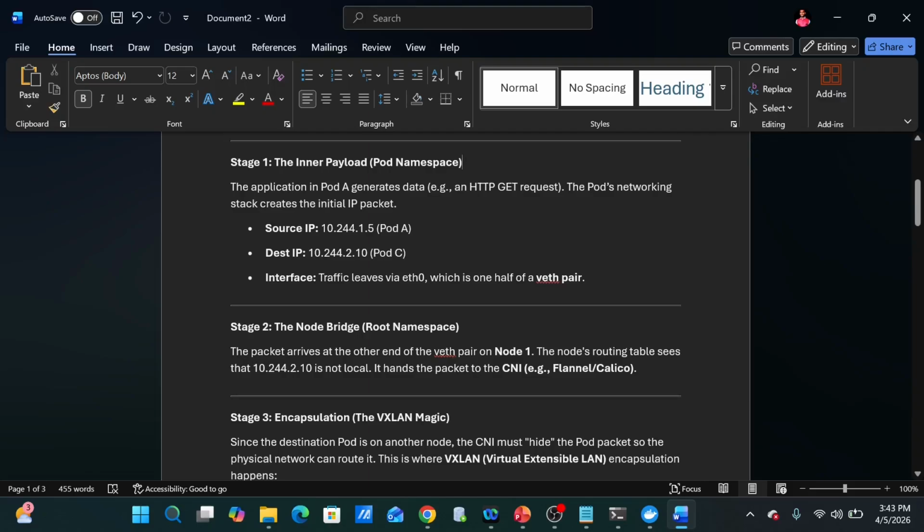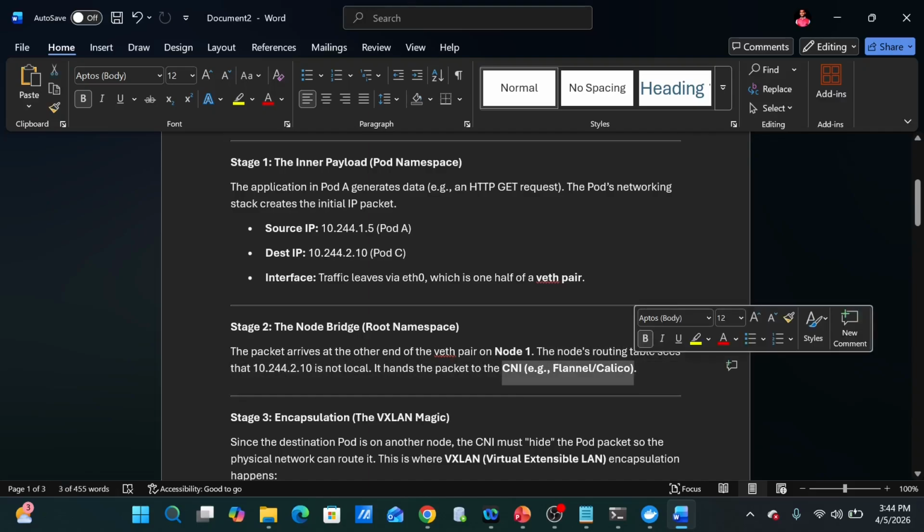Node 1 has the routing table. It sees that 10.244.2.10 is not a local IP address. It's basically not local because we have the IP address range of 192.168, but currently it's asking for 10.244.2. What will I do? Now it hands over the packet to the CNI. Okay, now the CNI comes into the picture, which has already implemented this networking, so our CNI should have all the information.